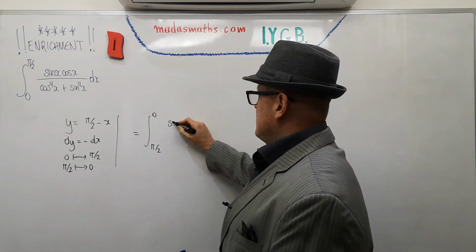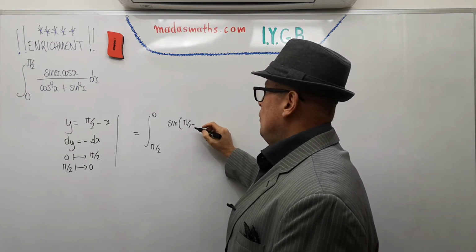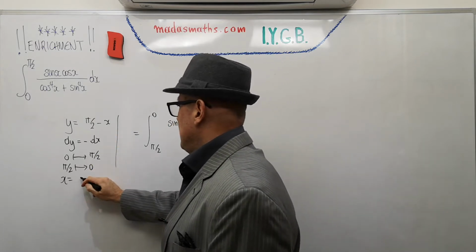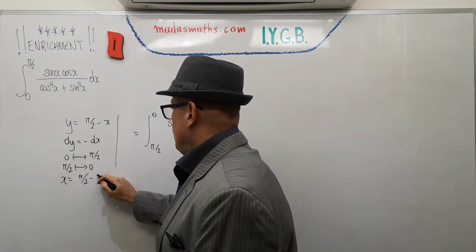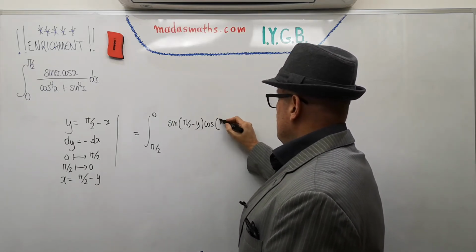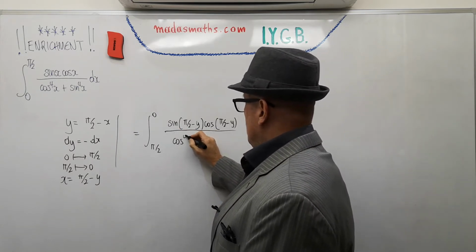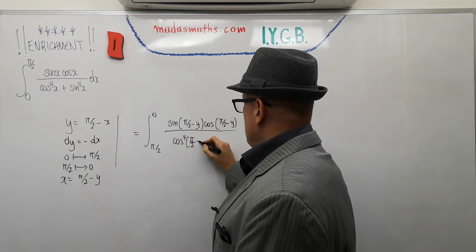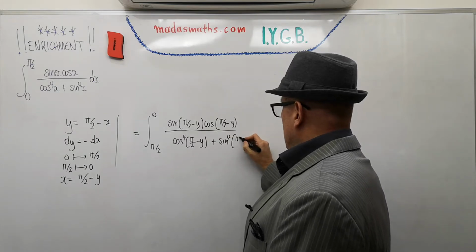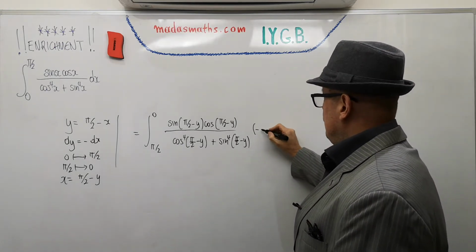And I'm going to get the sine of pi over 2 minus y, since that's my x. Let's write it here for people who haven't seen this particular technique: sine of pi over 2 minus y, cos of pi over 2 minus y, and everything over cos to the 4 of pi over 2 minus y plus sine to the 4 of pi over 2 minus y, and my dx is now going to be a minus dy.